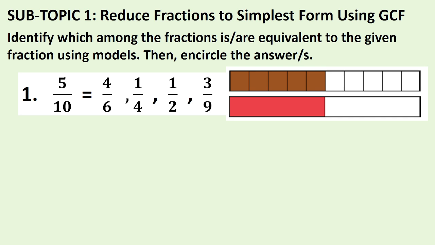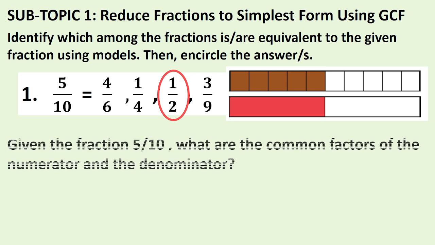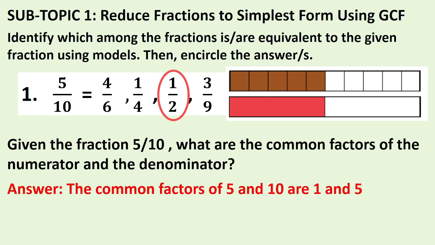Identify which among the fractions is or are equivalent to the given fraction using models. Then encircle the answers. Number 1. Given the fraction 5/10, what are the common factors of the numerator and denominator? Answer: the common factors of 5 and 10 are 1 and 5.